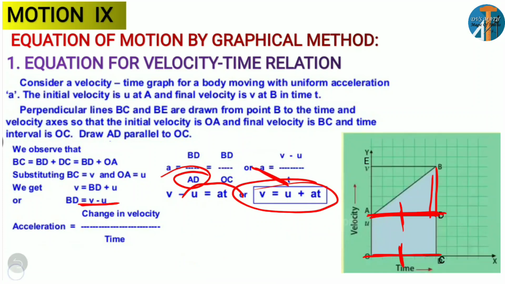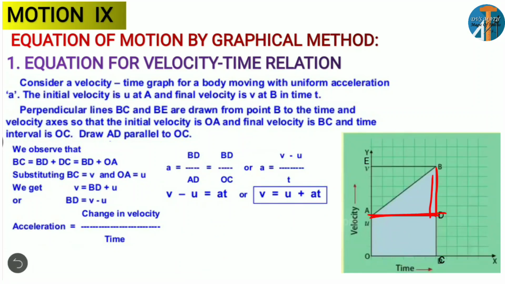When you are writing, copy this to the notebook. When you are copying, observe the figure and write. It will be very easy. Learn the statements first and substitute. When we simplify by cross multiplication, you will get the first equation of motion, V is equal to U plus AT.